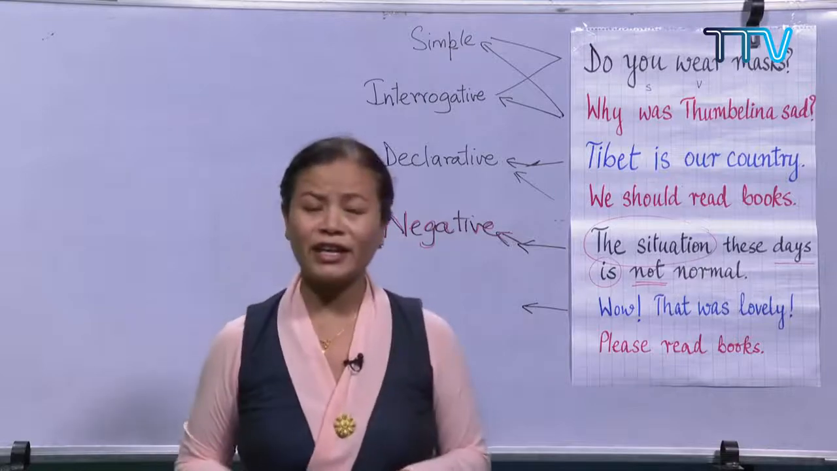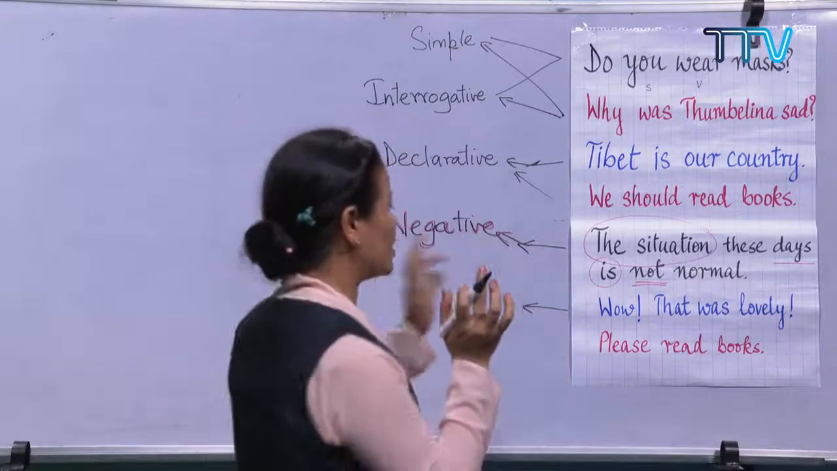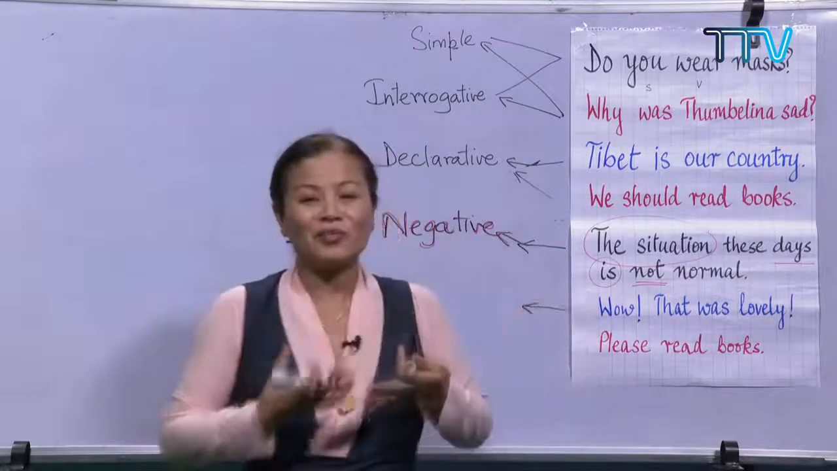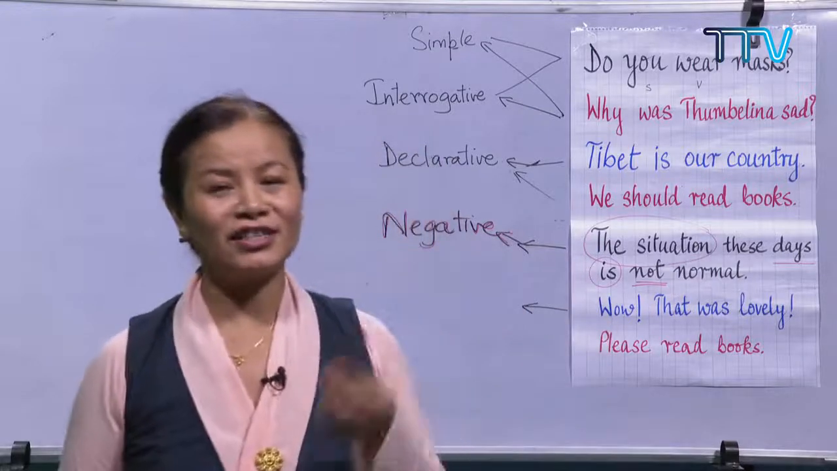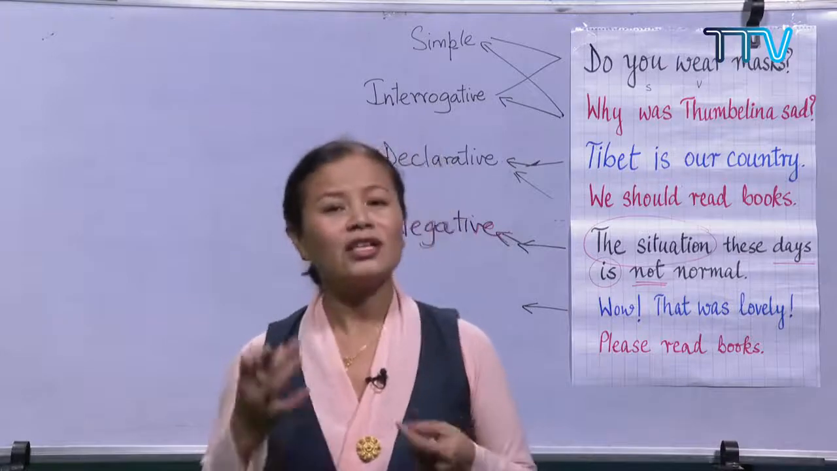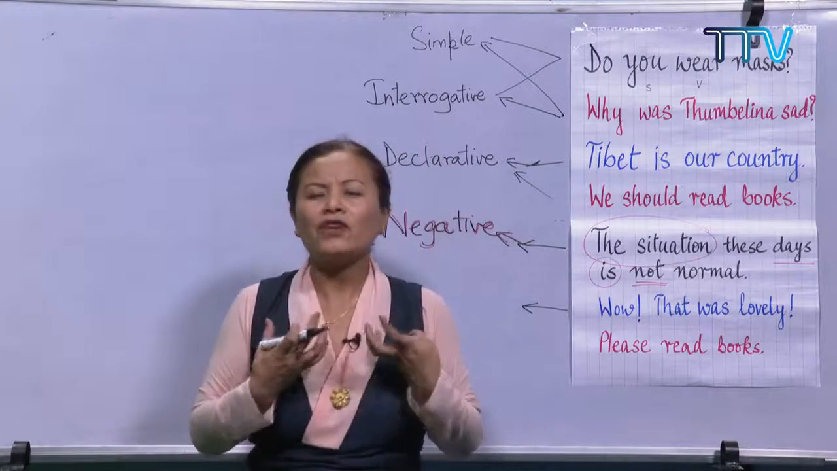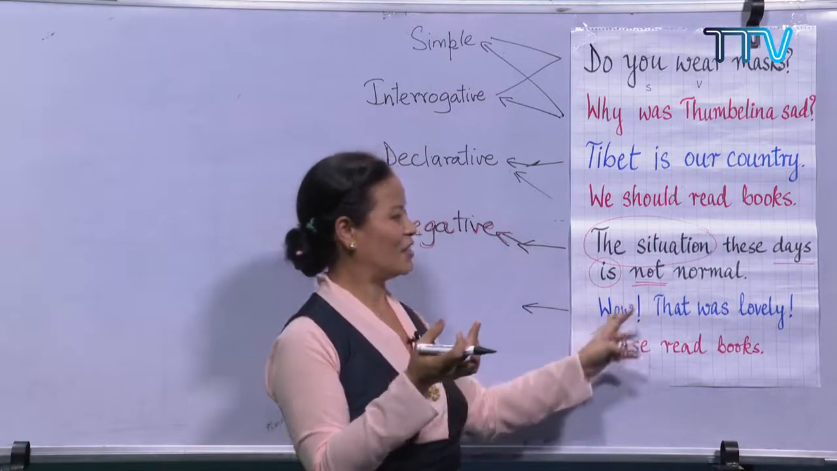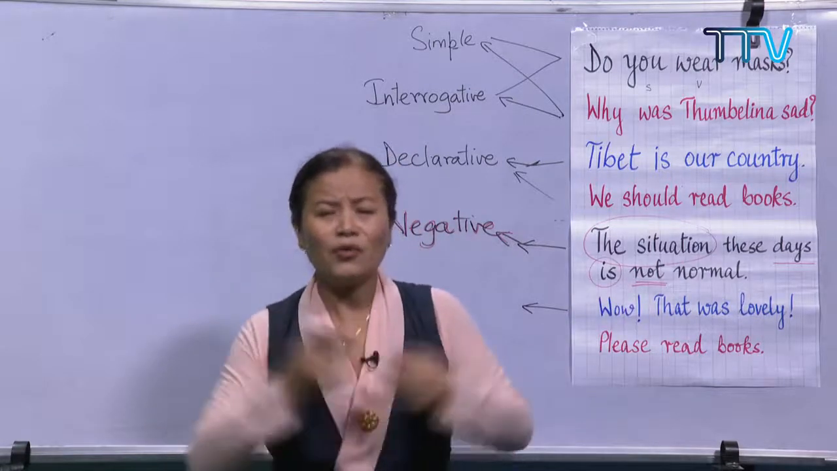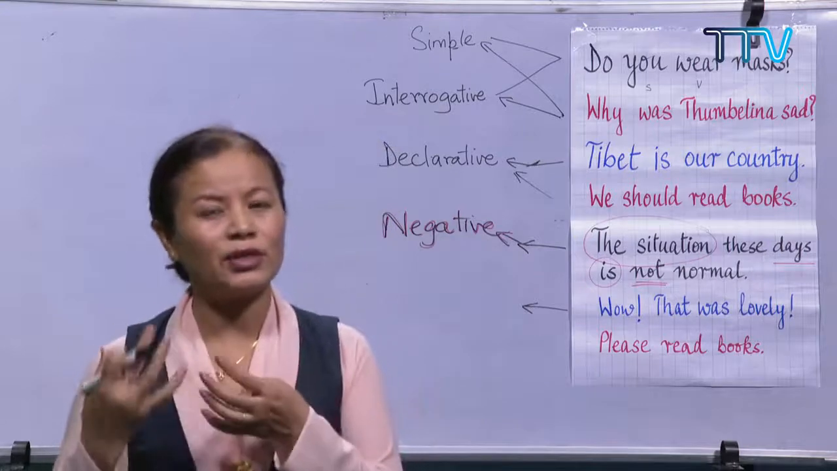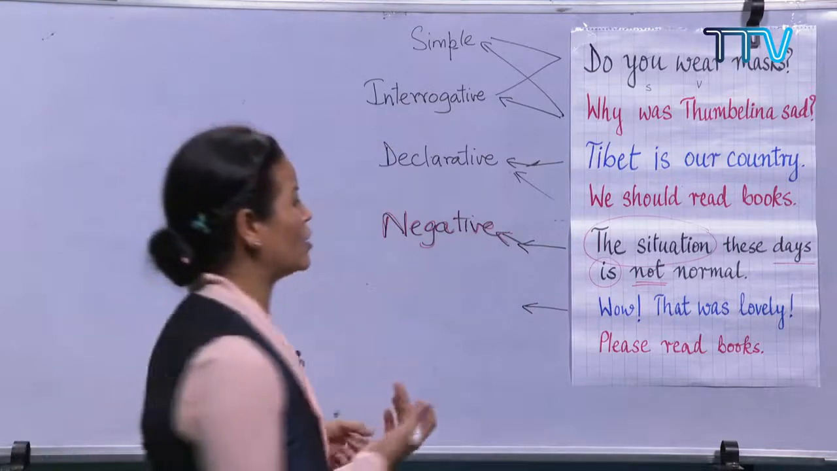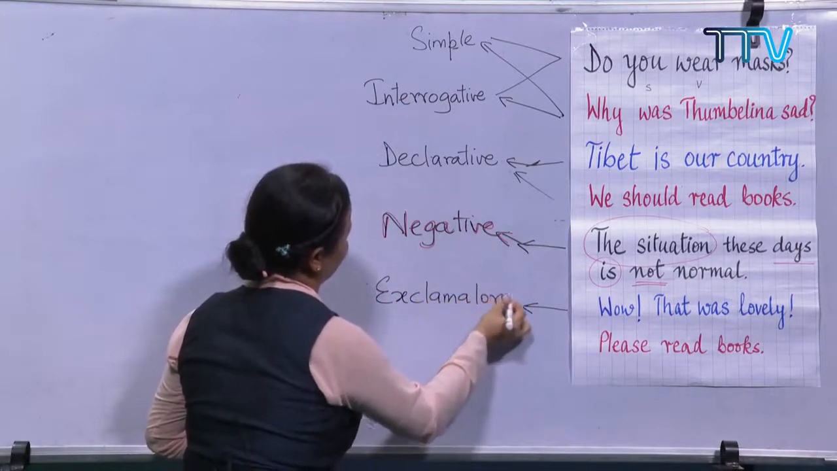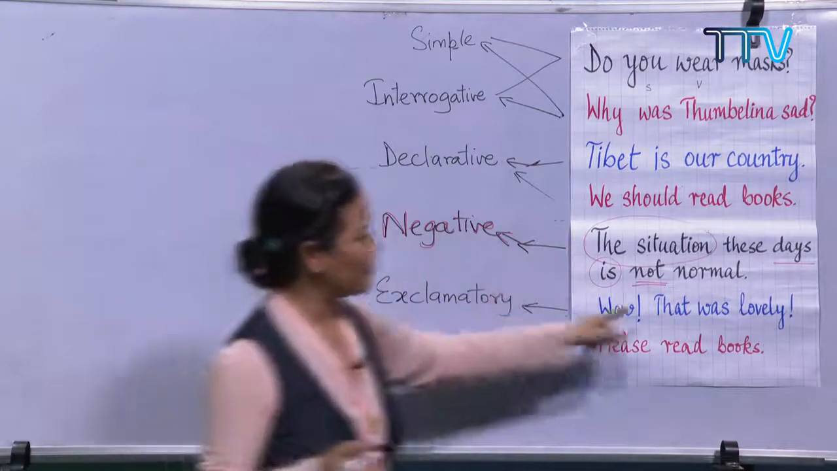Wow, that was lovely. Now, when we use such a word, our expression changes because it's a strong feeling we are expressing. Yesterday, Gideon Sargila already discussed with you, hooray, alas, and all. These suggest a strong feeling. Wow, that was lovely. Alas, I'm sad. Hooray, we won the match. These all express strong feelings, and these are called exclamatory sentences, and that is why we have exclamation marks here.